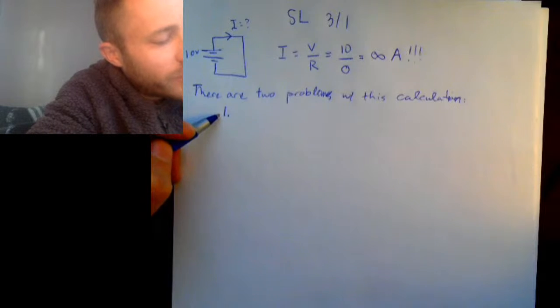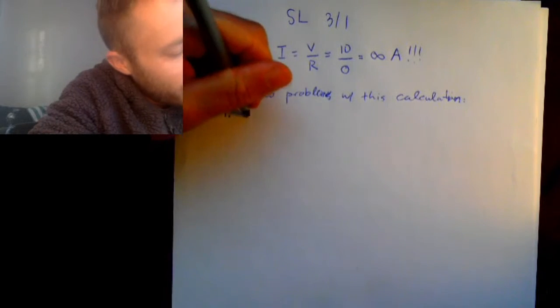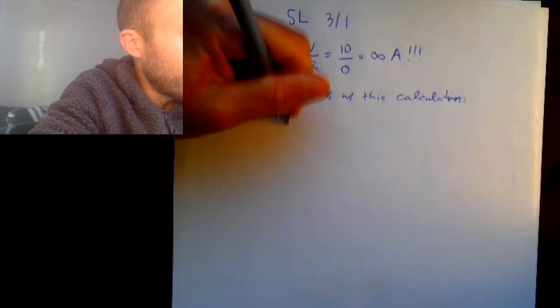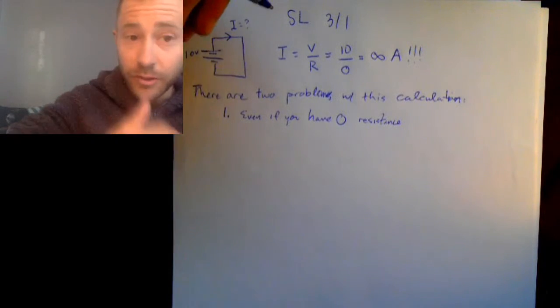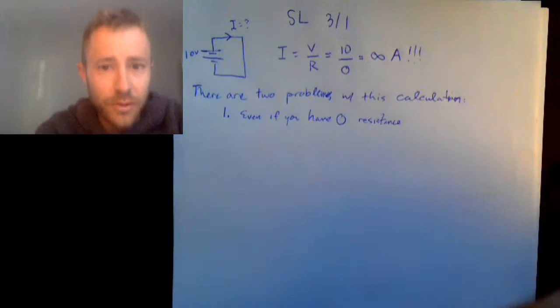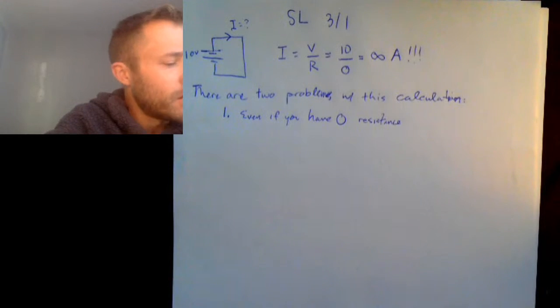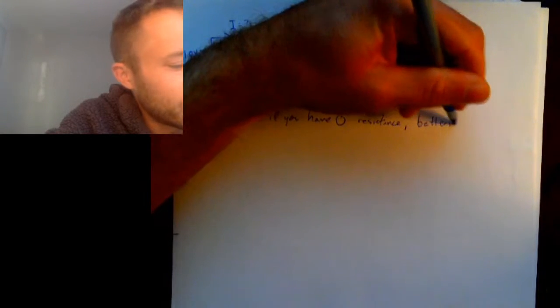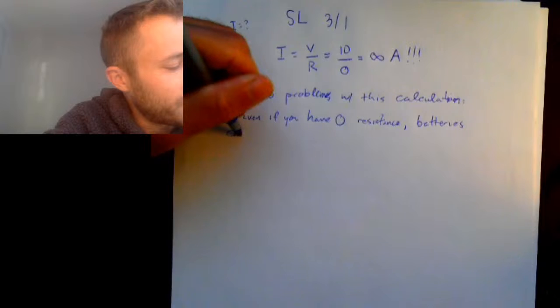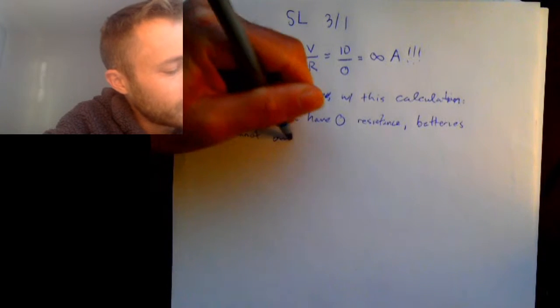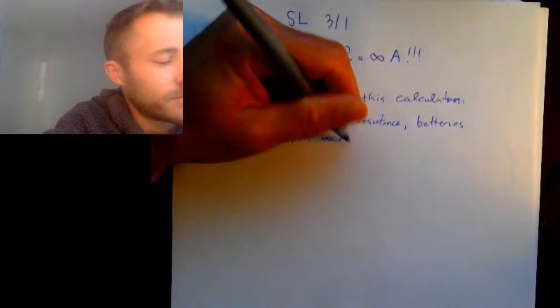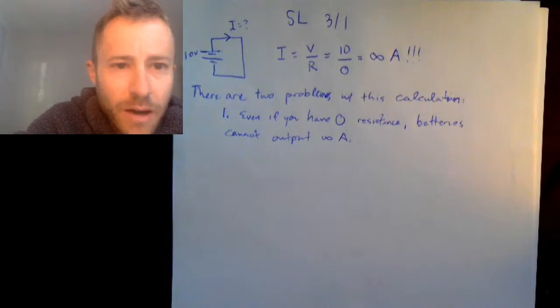So the first issue is that even if you have zero resistance, so it is possible to have zero resistance with things called superconductors. Okay. Batteries cannot output infinity amps. Okay.